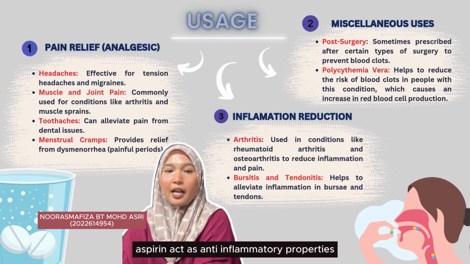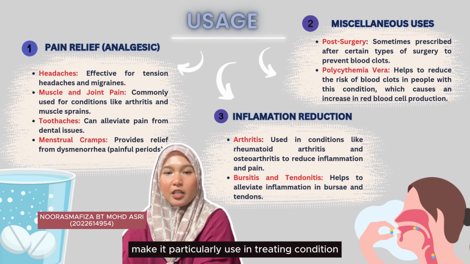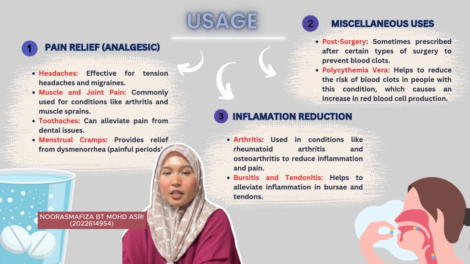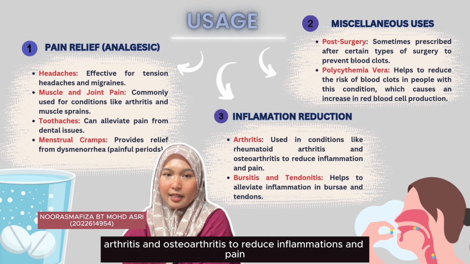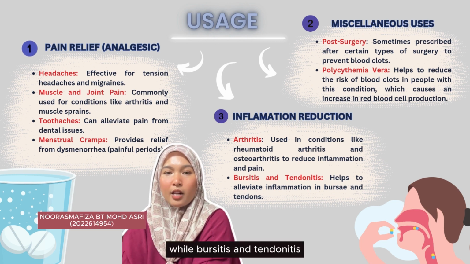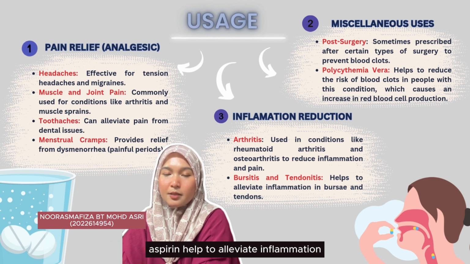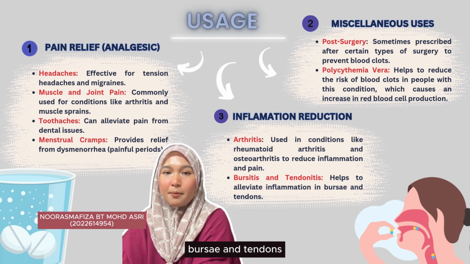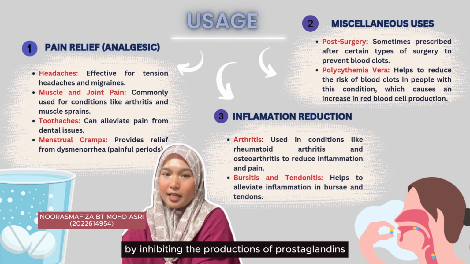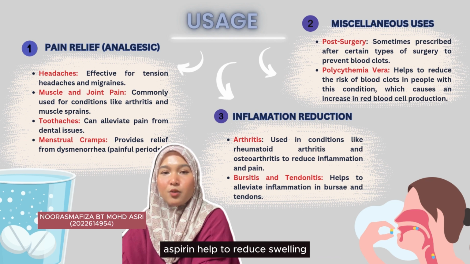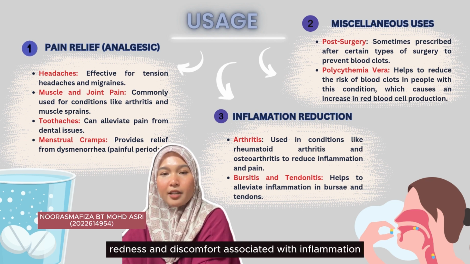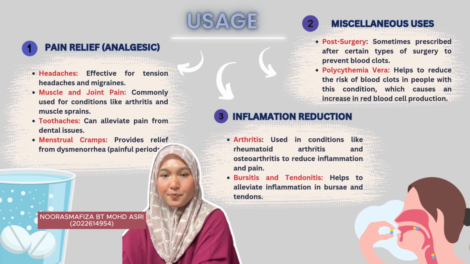Moreover, aspirin has anti-inflammatory properties, making it particularly useful in treating conditions like rheumatoid arthritis and osteoarthritis to reduce inflammation and pain. While in bursitis and tendonitis, aspirin helps to alleviate inflammation in bursae and tendons by inhibiting the production of prostaglandin. Aspirin helps to reduce swelling, redness, and discomfort associated with inflammation.